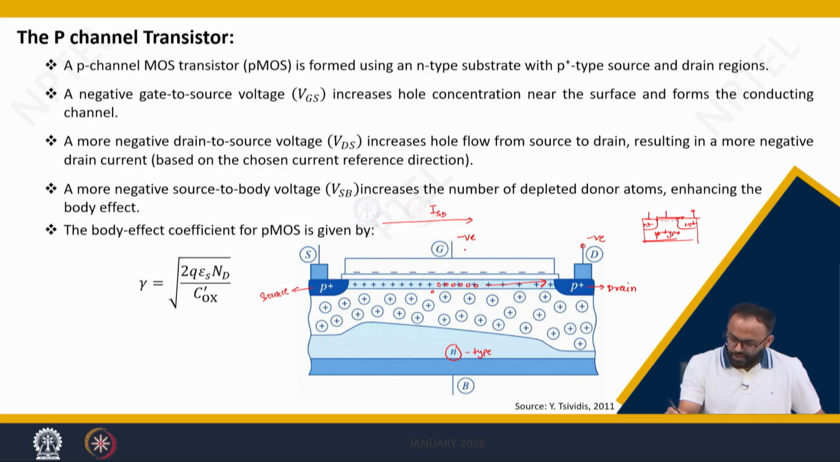Now all the parameters we have defined, like body factor, are the same as in the n channel MOSFET, but we need to use a flipped polarity.